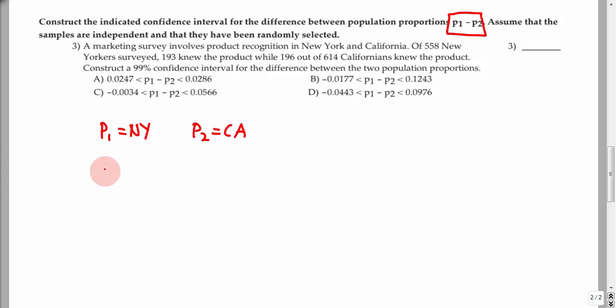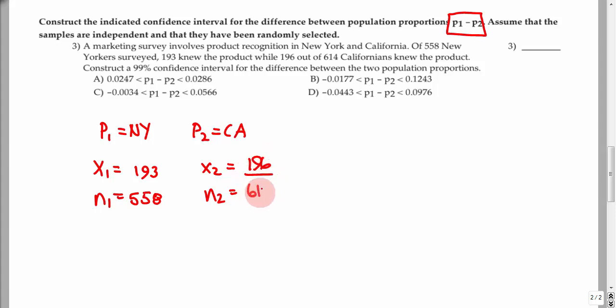So the information that we need here for the confidence interval is going to be X1 and N1, and then X2 and N2. Now remember, it's important that you define these so we get these in the correct order. Now as we're reading through here, it says of 558 New Yorkers, so that's 558 New Yorkers total, it says 193 knew the product, while 196 out of 614 Californians did. You don't need that fraction bar there. So this is really the information that I need.